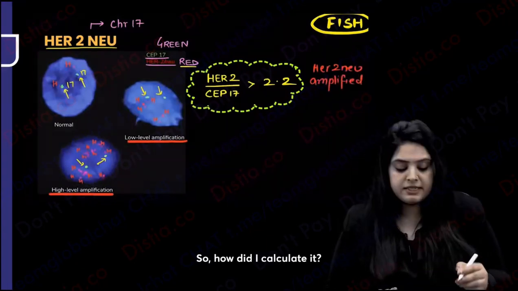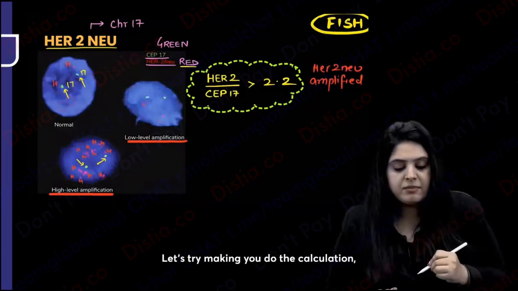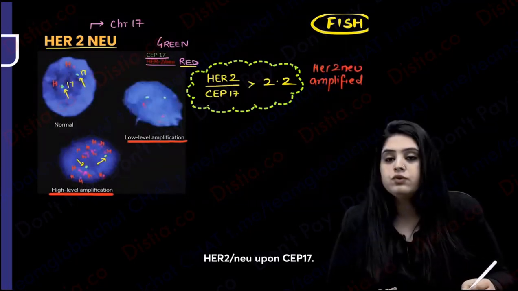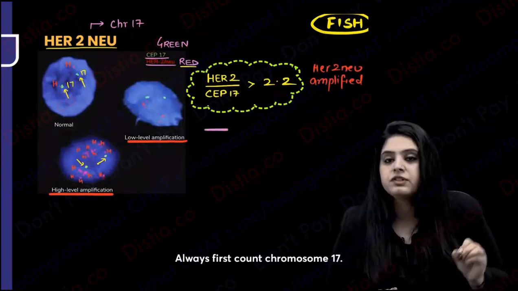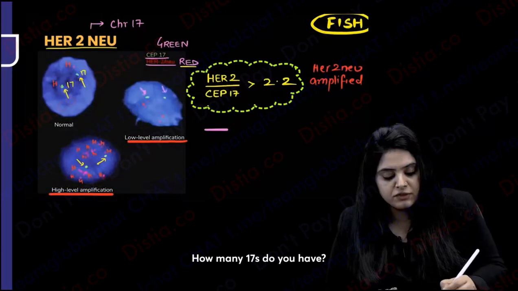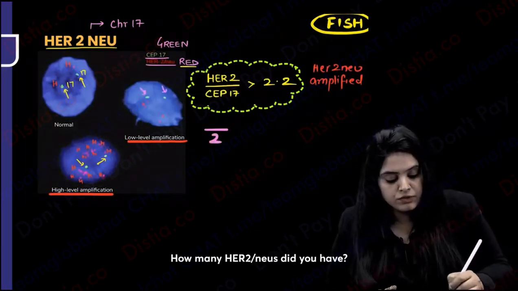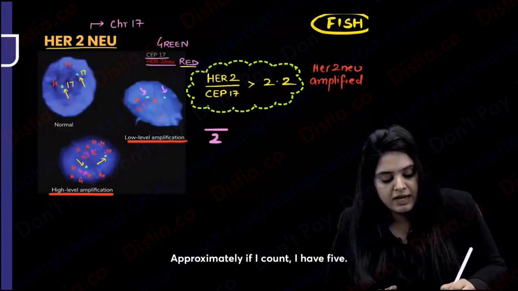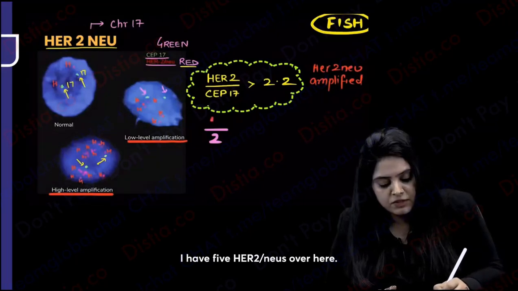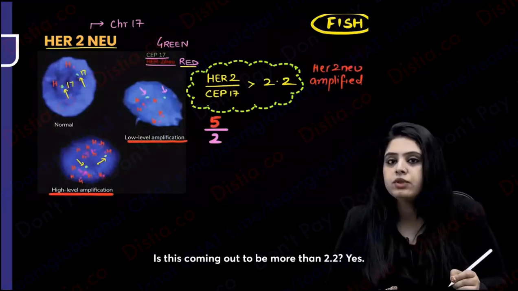So how did I calculate it? Can you do the calculation for me? Let's try making you do the calculation. HER2/neu upon CEP17. Always first count chromosome 17. How many 17s do you have? You have 2 17s. Denominator sorted. How many HER2/neus did you have? Approximately, if I count, I have like 5. I have 5 HER2/neus over here. Is this coming out to be more than 2.2?